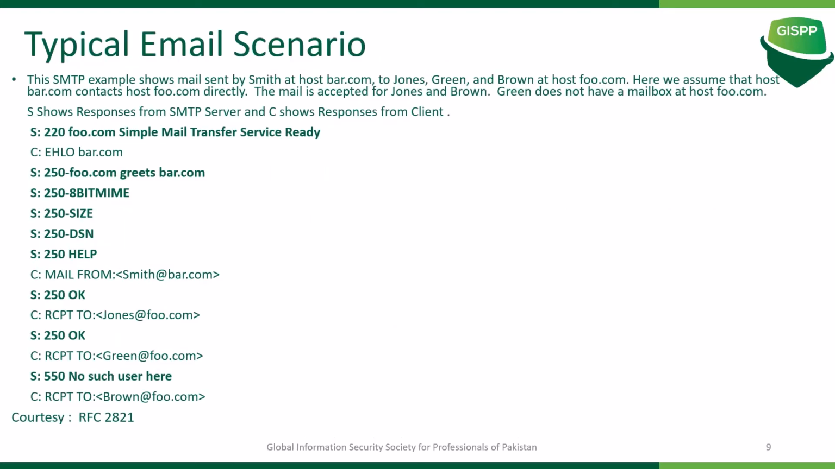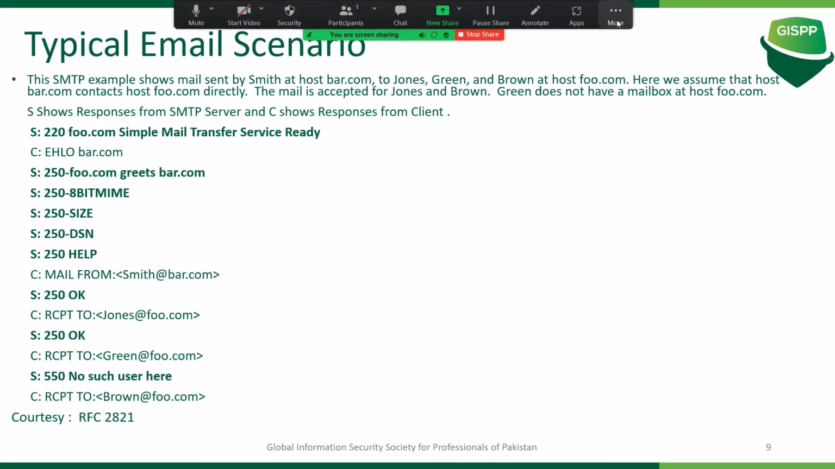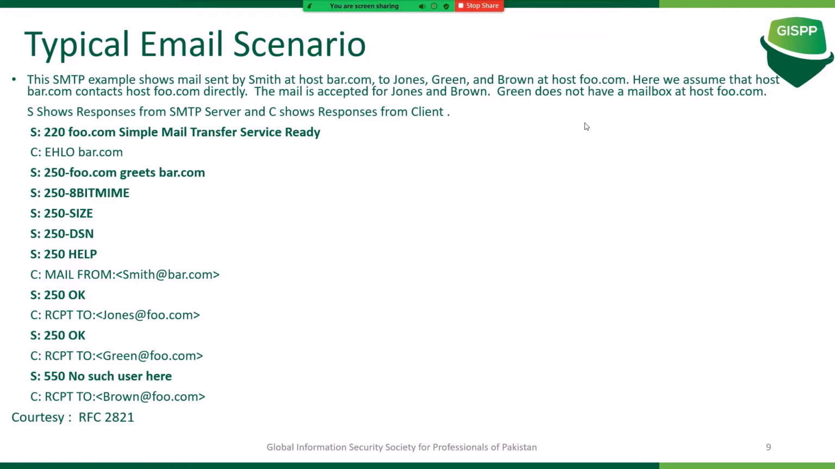This is a typical email scenario. So now we talk about a typical email scenario. I took this scenario from the RFC itself just to give you an idea, but I'll show you something similar to this also later. Now this SMTP example shows what he's trying to do. He's trying to send an email to 3 people in a company, and 2 people are still working there, but 1 guy doesn't have a mailbox there. So see what will happen.